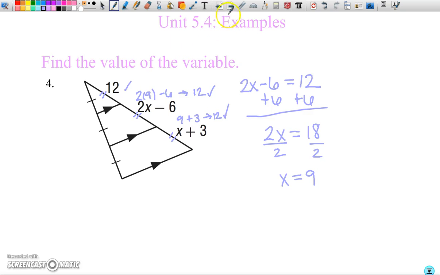And this is why it's really important for you to actually check your answers, because it's so easy to do something really simple and get it wrong, but it's also really easy to check it and see. Now, if you plugged it in and you didn't get 12, then you would know something wasn't right and you'd be able to at least have the opportunity to fix it.